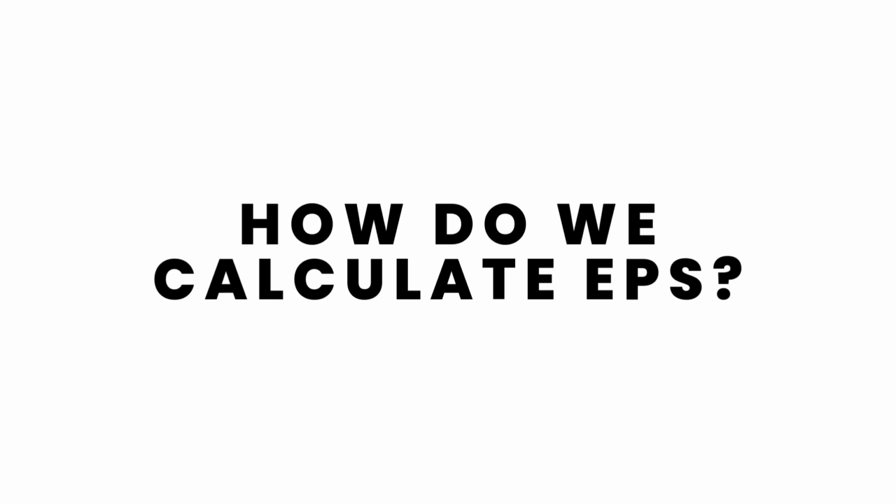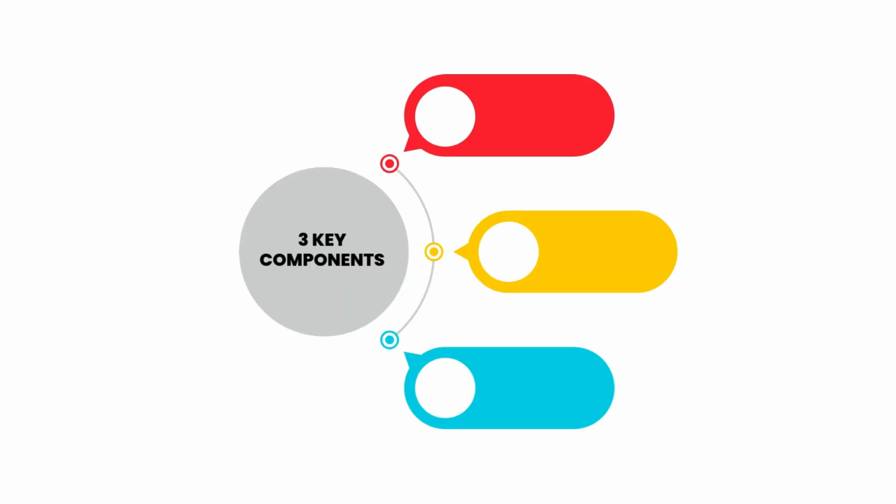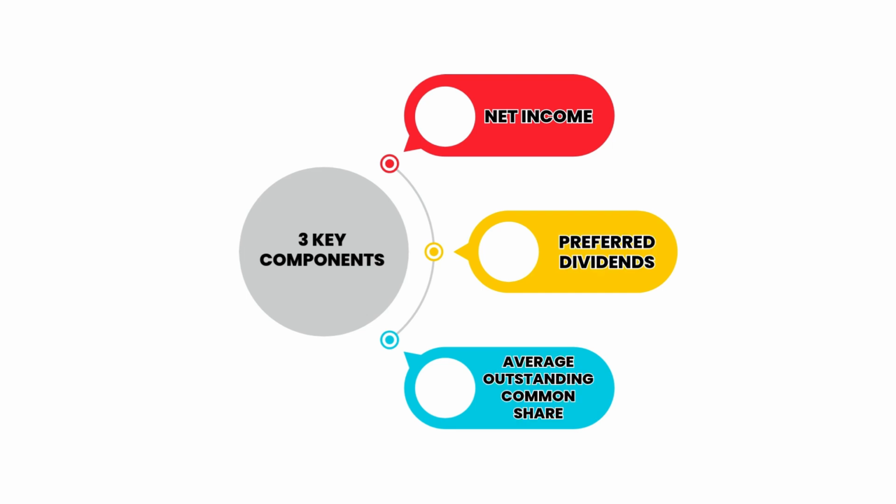All right, that's the what, but how about the how? How do we actually calculate this all-important EPS figure? The formula is actually simpler than you might think. It's all about three key components: net income, preferred dividends, and average outstanding common shares. Okay, let's unpack that. Net income? I get it's the company's total profit after all the expenses and taxes are paid. Right. It's that bottom line number everyone focuses on.